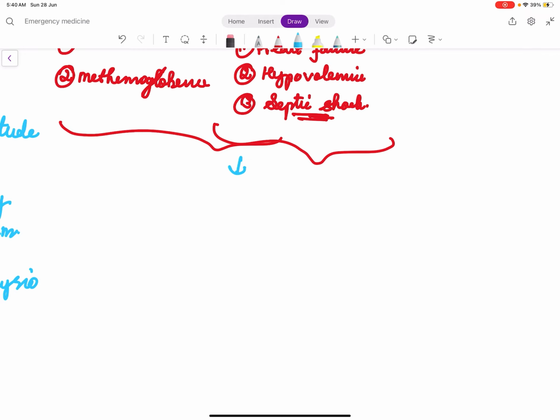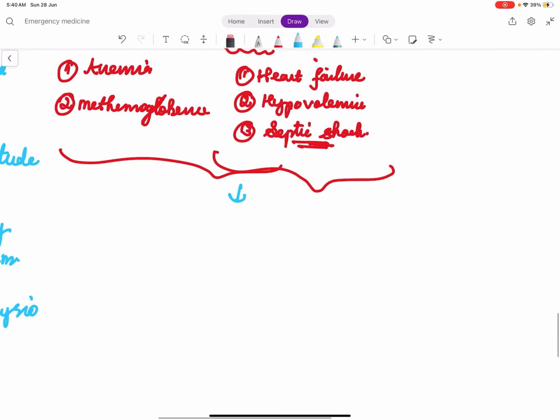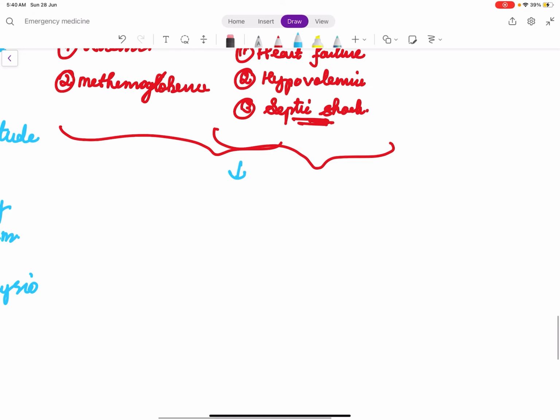So when oxygen is delivered to the peripheral tissues, when there is anemia or heart failure, the perfusion is low or the oxygen which is delivered itself is low. So what do the tissues do? The tissues try to extract as much oxygen as possible to survive. So the extraction of oxygen becomes more.